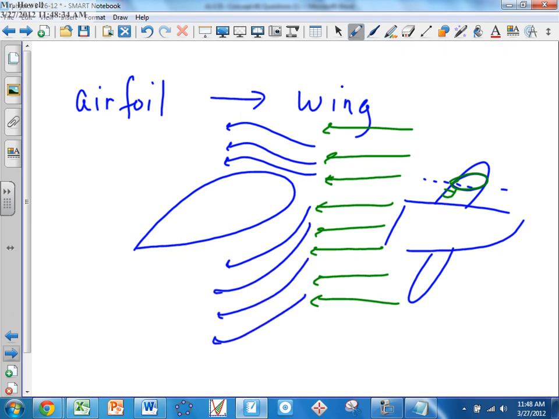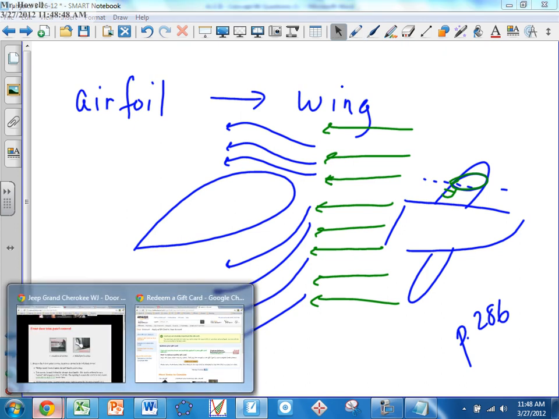Now, what you're going to notice is that the waves down here, they actually do not bunch up. And I'm referencing, if you want to look in your book, page 286. You want to write that down to look later. The diagram in the book is better. Well, you know what? I've got the book. What am I doing?